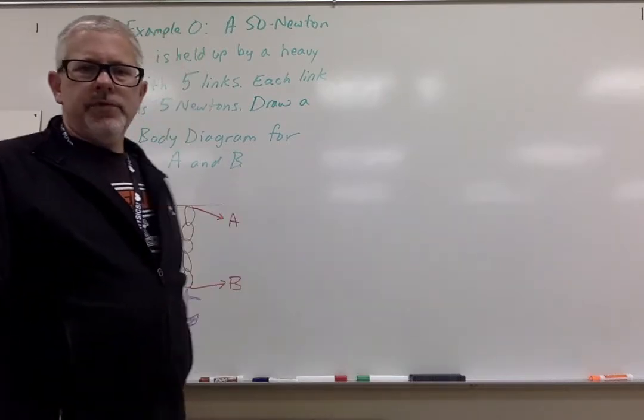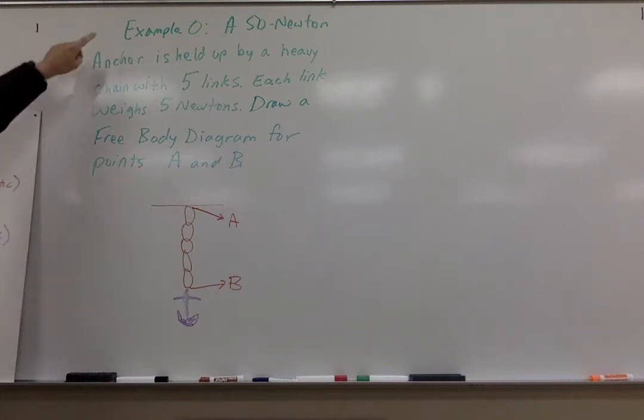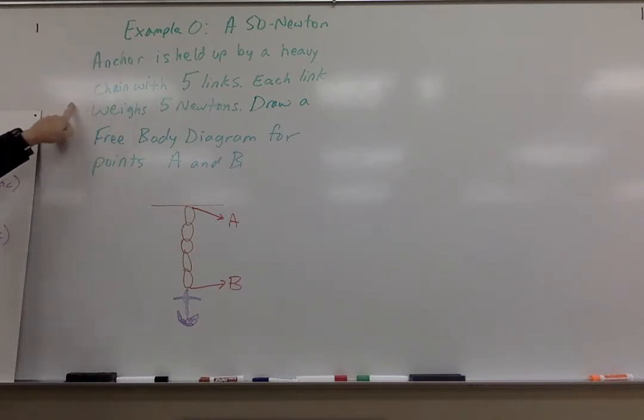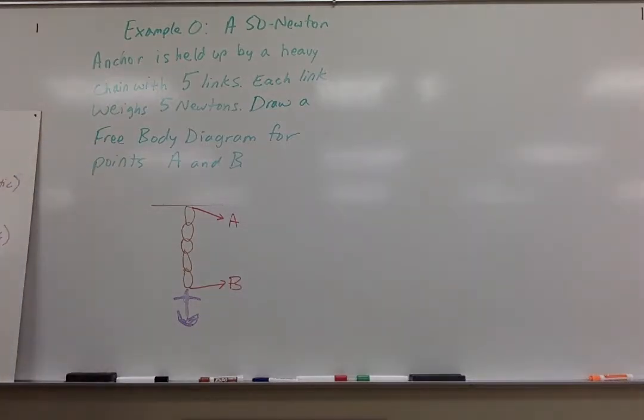I'm going to go through and solve several force problems. I've got examples, which will be listed up here. This is example 0. It's the easiest problem. An anchor is held up by a heavy chain with 5 links. The anchor is 50 newtons. Each link weighs 5 newtons. Draw a free body diagram for points A and B.